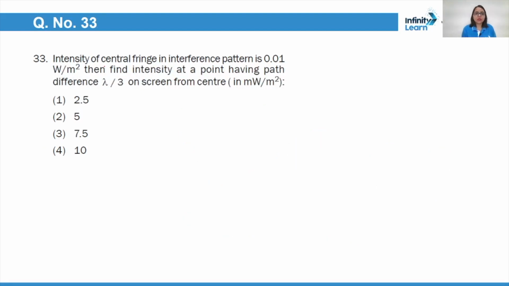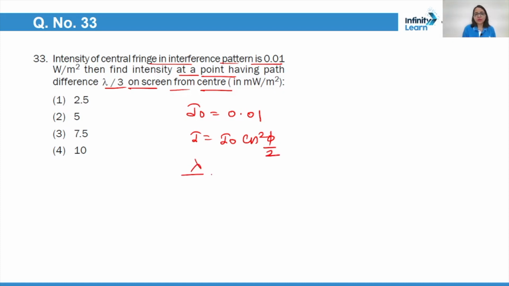Question number 33. Intensity of central fringe in interference pattern is 0.01. Then find the intensity at a point having path difference lambda by 3 on screen from the center. So I is given as I naught into cos square phi by 2, where phi is the phase difference. So lambda upon path difference is equal to 2 pi upon phase difference over here. So phi will be 2 pi by 3 and phi by 2 will be pi by 3 only, which is equal to 60 degree. Cos 60 degree is 1 by 2.